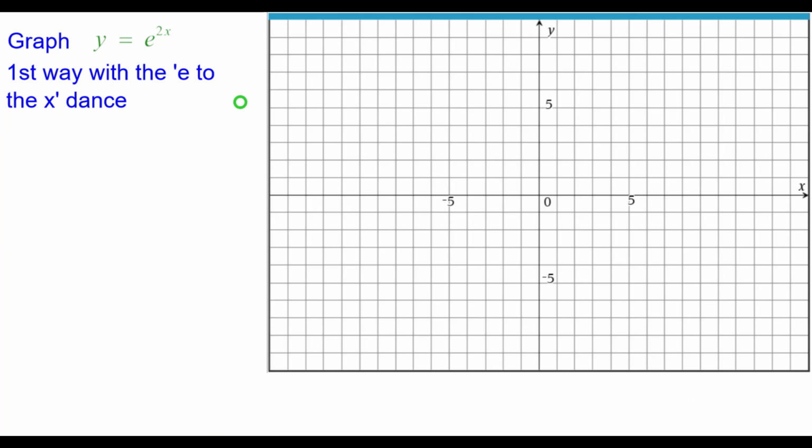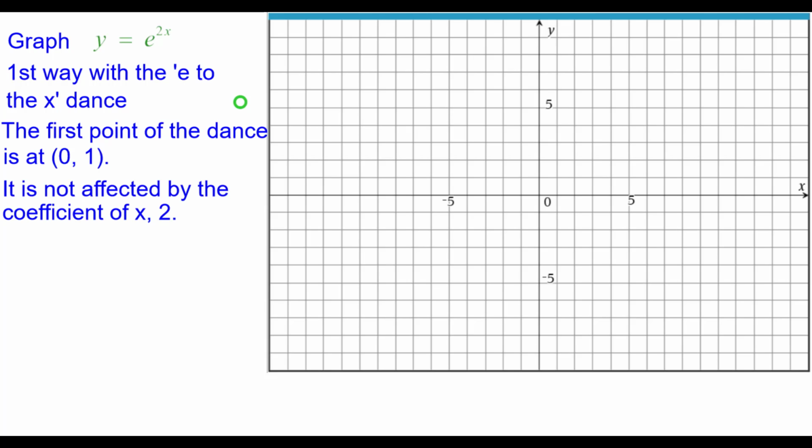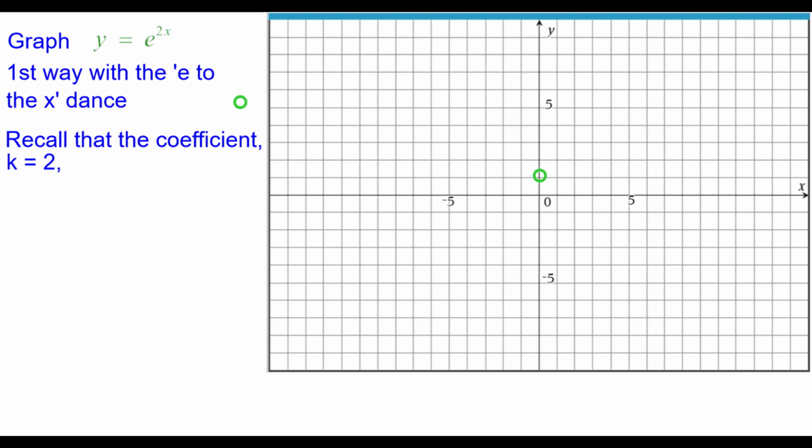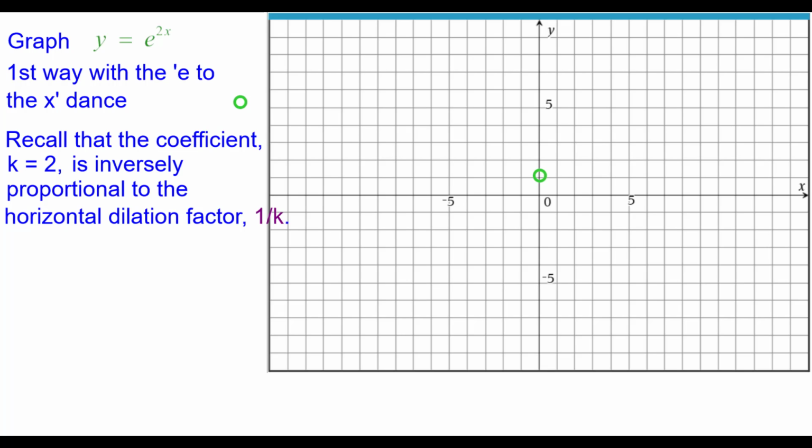The first way is with the e to the x dance, and the first point of the dance is at 0, 1, which is not affected by the coefficient of x, because when x is equal to 0, y is equal to 1, so that's right 0, up 1. Also recall that the coefficient k equals 2 is inversely proportional to the horizontal dilation factor, represented by 1 over whatever k is. That is, multiply each x value by the reciprocal of k, which in this case is 1/2.